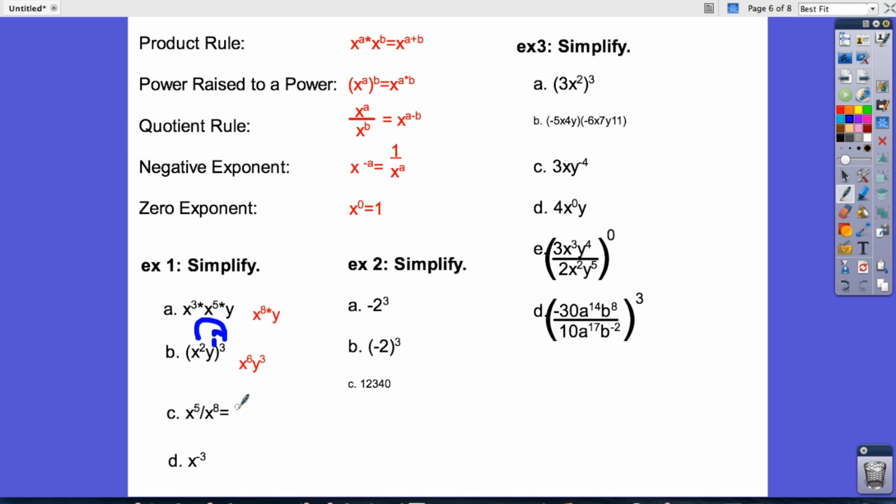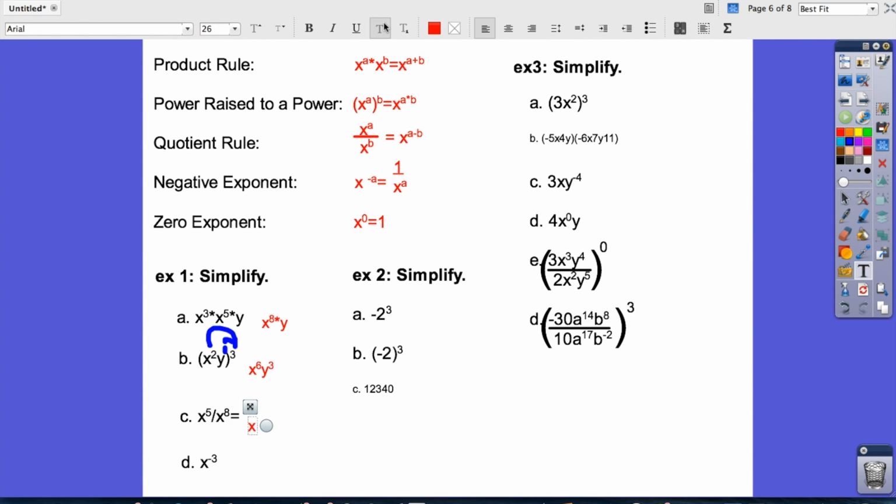Part C, we're again using the quotient rule. So 2 answers would be considered correct. X to the negative third power would be considered correct. And 1 divided by x to the third power would also be considered correct, depending on what we ask for. If we specifically say without using negative exponents, this is the correct answer.